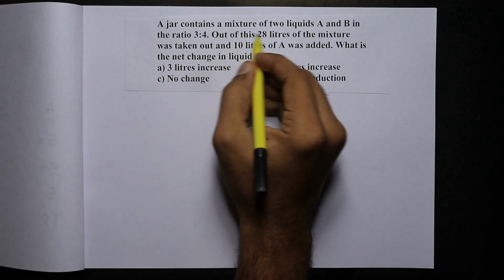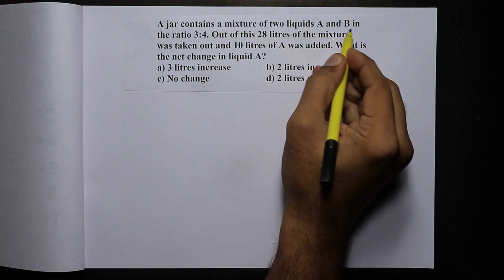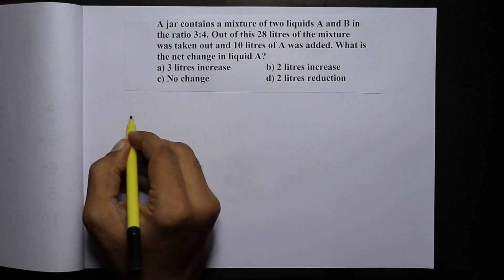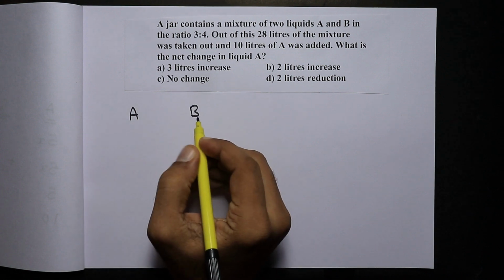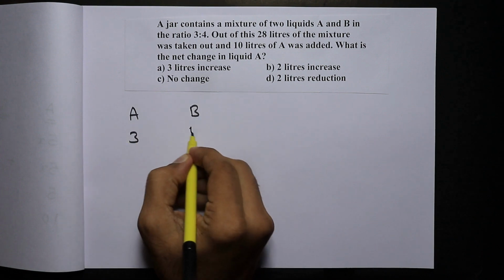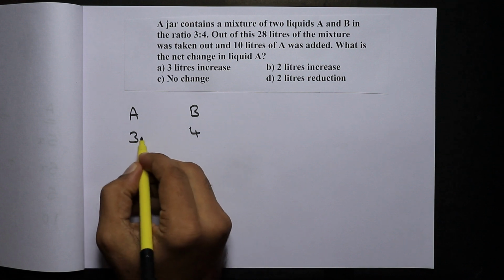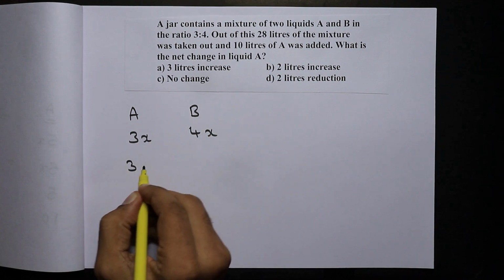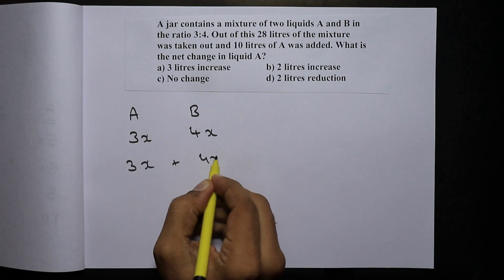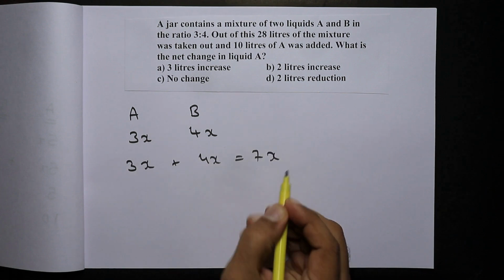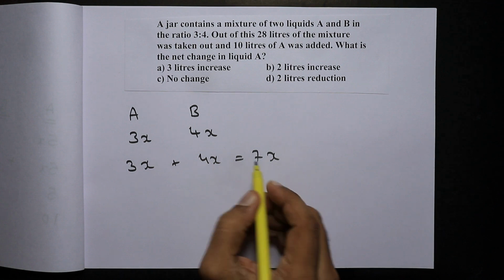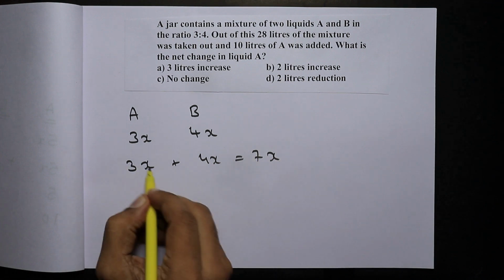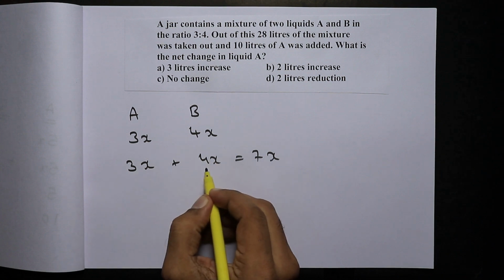A jar contains a mixture of two liquids A and B in the ratio 3:4. So I'll just represent it here. You have two liquids A and B. They are in the ratio 3:4. So you can take it as 3x and 4x. So you can form the equation as 3x plus 4x total is equal to 7x. Which means that if you take 7x of the mixture, it will contain 3x of A and 4x of B.